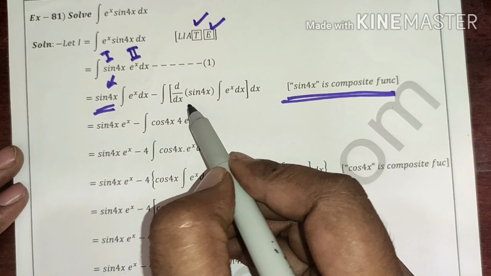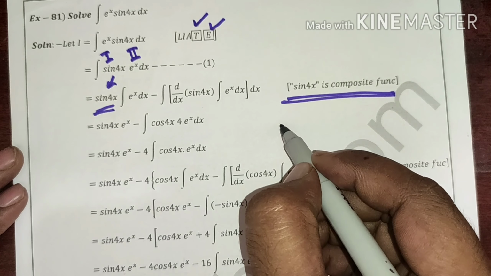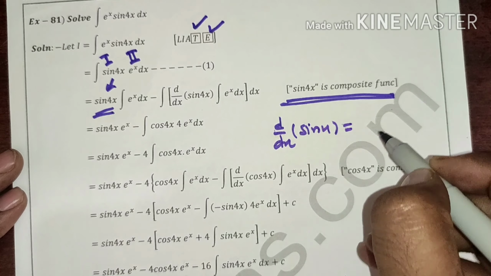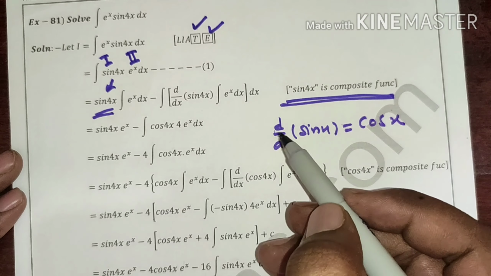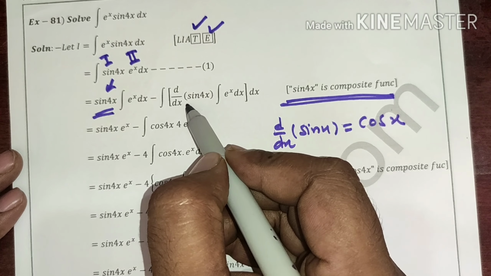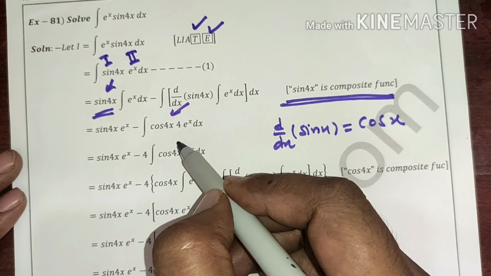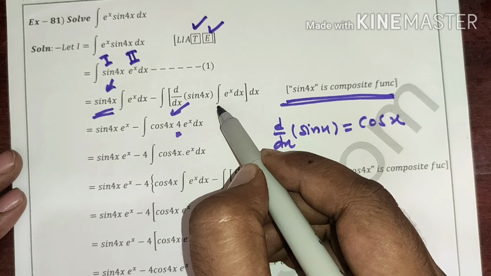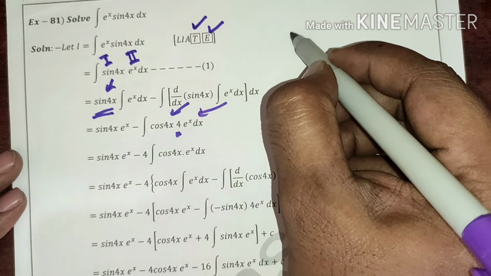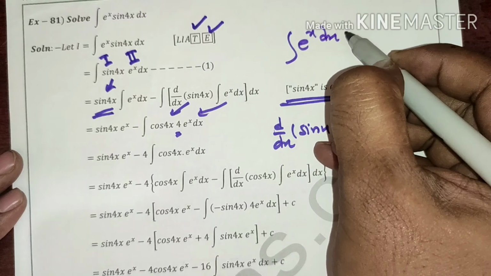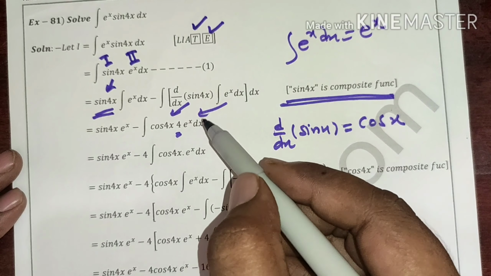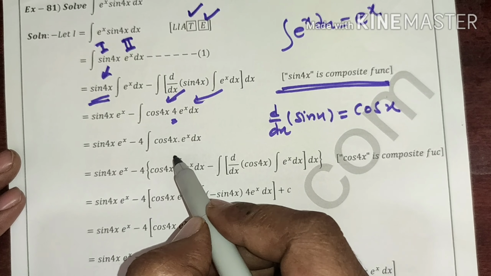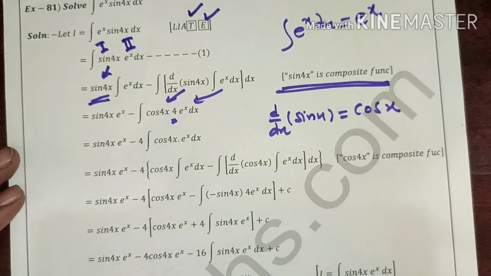Of 4x. So the derivative of sin 4x is cos 4x, because we know that the derivative of sin x is cos x. That's why the derivative of sin 4x is cos 4x. But again we take the derivative of 4x, which is 4. We already know that the integration of e raised to x is e raised to x. So I write here: integration of e raised to x dx is e raised to x. For this, 4 will be outside: integration of cos 4x into e raised to x dx.